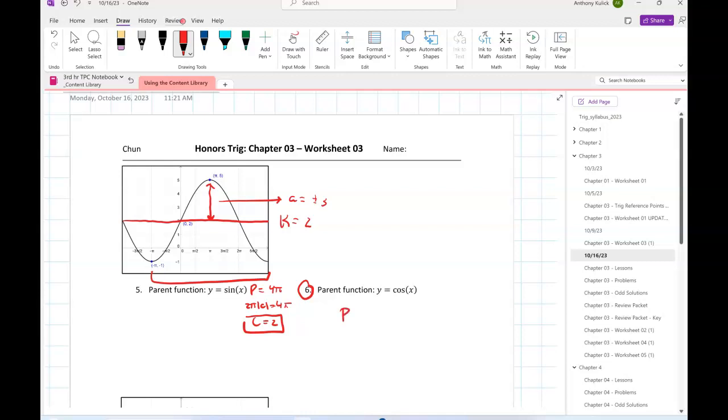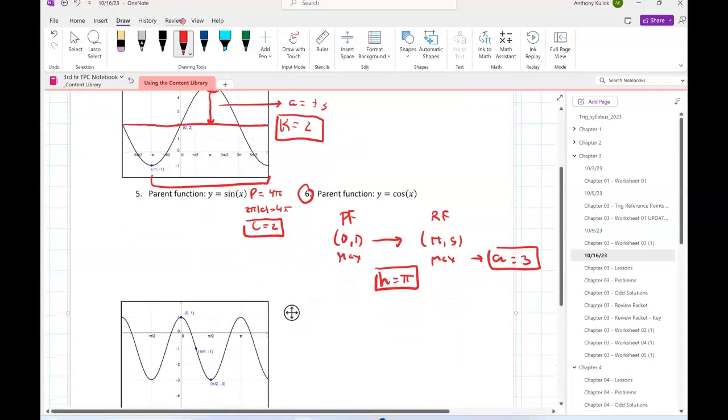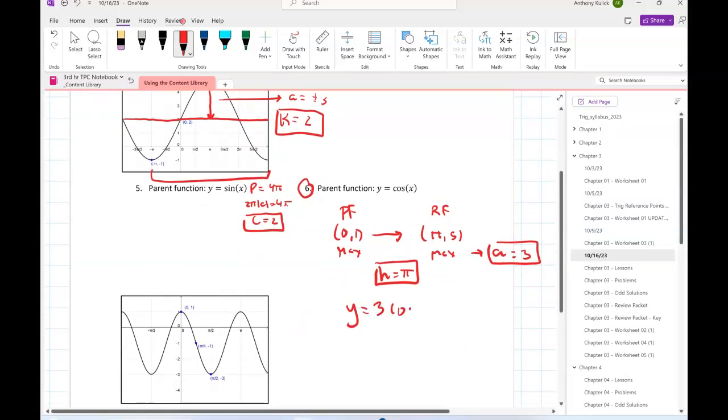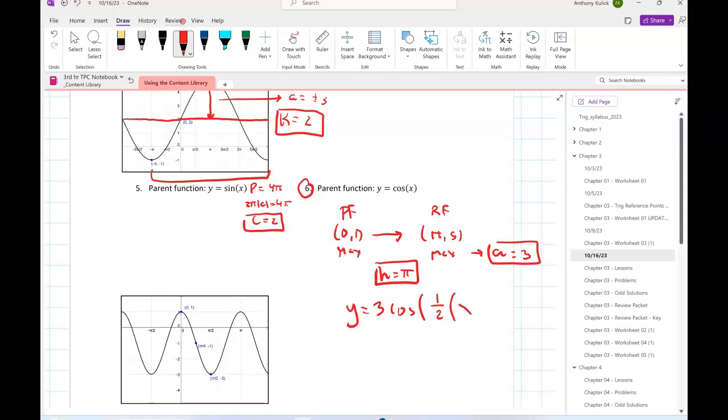So for my parent function of cosine, I'm going to use 0, 1, which is a max. And I'm going to use this one, pi comma 5, for my resultant function, and that's a max. So because I'm going max to max, that tells me the A I'm going to use is positive. And since we're going from 0 to pi, that tells me the H is pi. And now I have everything I need to just put together. That ought to do me.